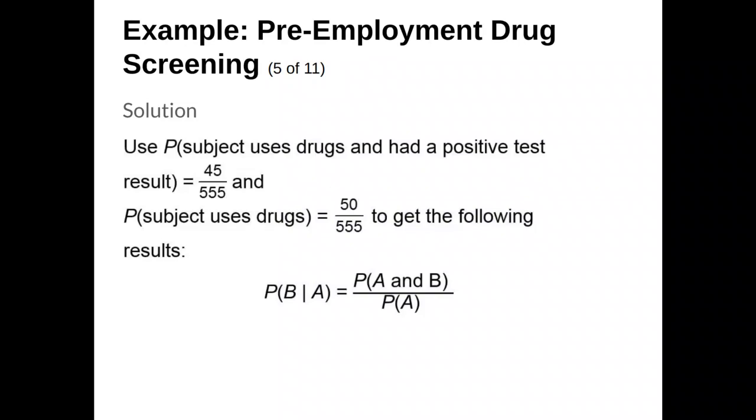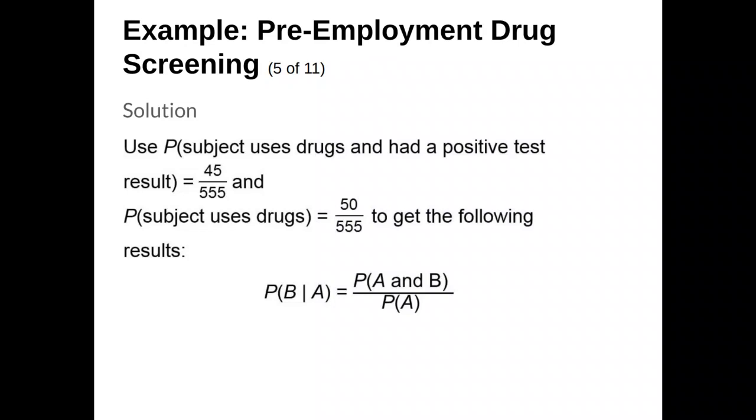So the probability that a subject uses drugs and had a positive test result, if we look back at that table, is 45 over 555. So there are 45 subjects that had a positive test result and they used drugs, and there's 555 total. So that was really simple, right? Finding that kind of intersection is really nice and easy.